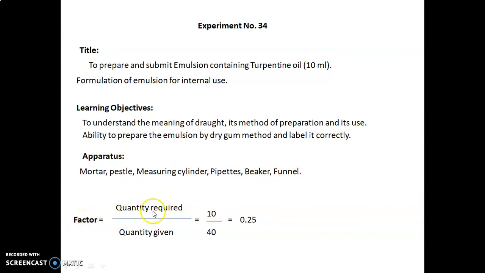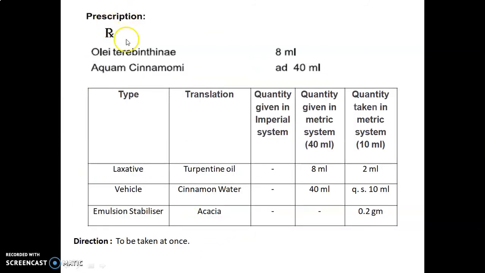Factor is calculated as quantity required upon quantity given, that is 10/40, which is equal to 0.25. Prescription given as Rx. These are the names of the ingredients given in Latin terminology. Olei terebinthinae 8 ml, that is turpentine oil. Aqua cinnamomi add 40 ml, that is cinnamon water.